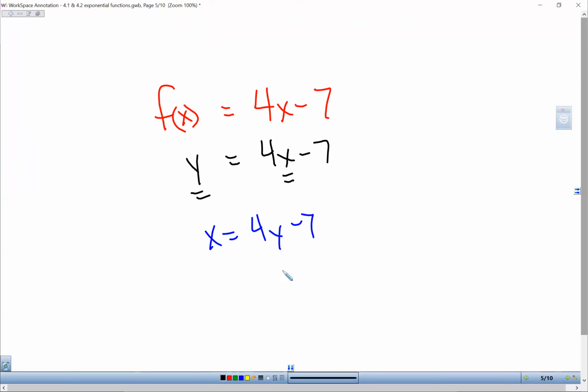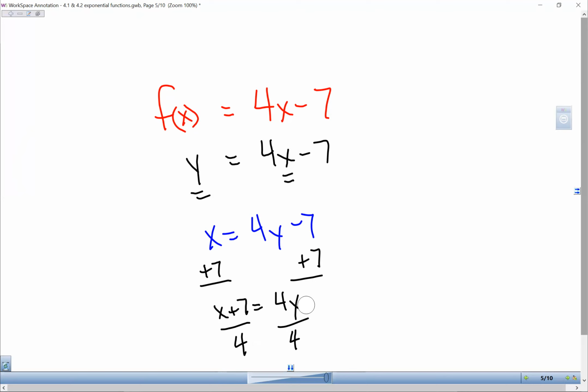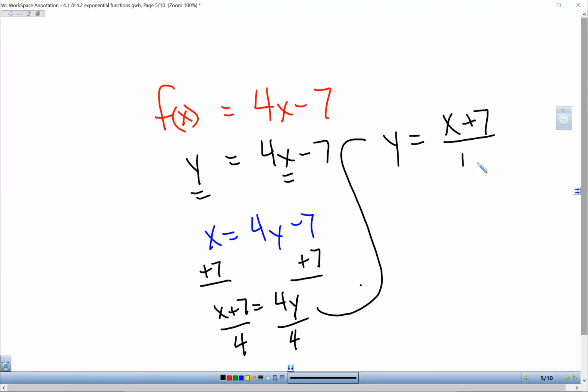We're going to subtract 7, or sorry, this time add 7 to both sides. So x plus 7 equals 4y. And then finally divide by 4. So back up here, we've got y equals x plus 7 over 4. And we just change it back to function notation. So the inverse function of x is equal to x plus 7 over 4.